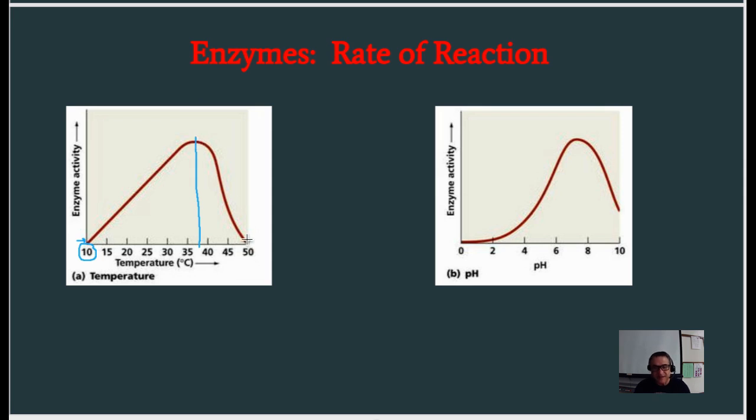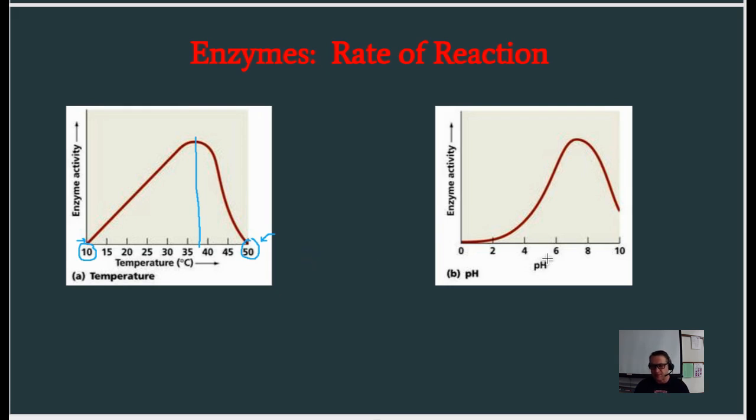And you can see at 50, it doesn't work at all. So anything below 10, it's not going to work, and anything above 50. This is because it got too hot. 50 degrees Celsius is well over 100 degrees Fahrenheit. So it became too hot, and it changed the shape of that enzyme. It denatured it, and now it can no longer work.